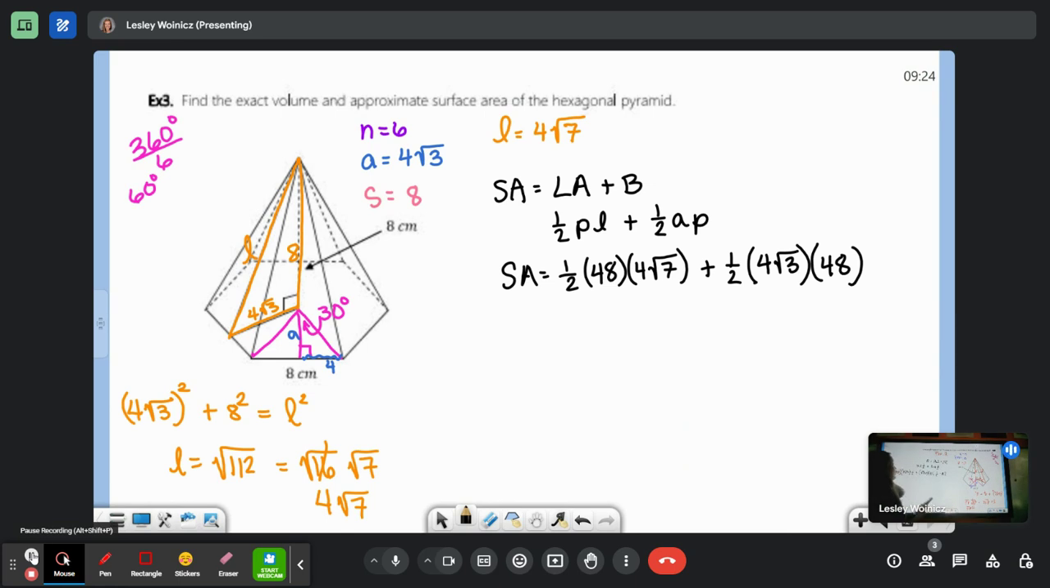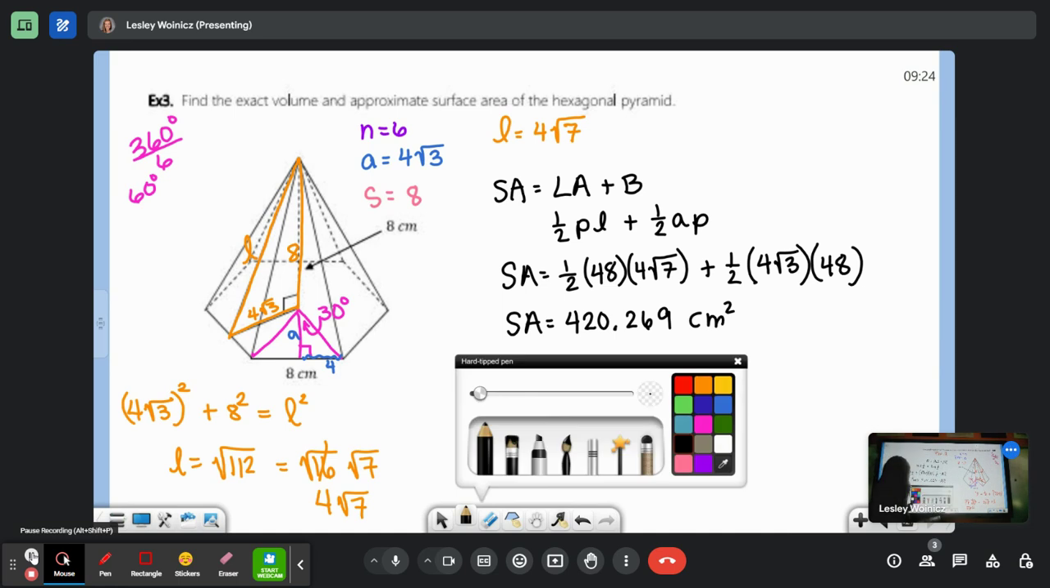420.269. Okay, and do your notes tell you where to round? No. All right, can we just do 3 decimal places? Okay, surface area equals 420.269. Okay, what about the units? Centimeters squared. Let's do the volume.